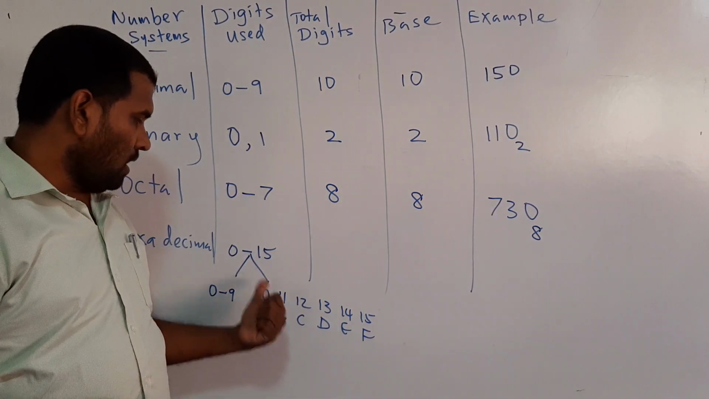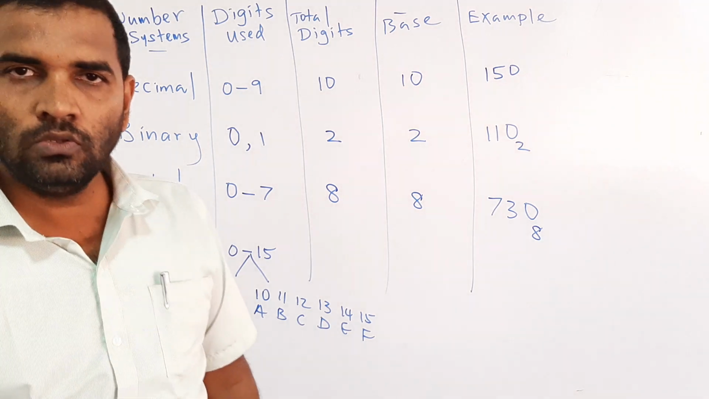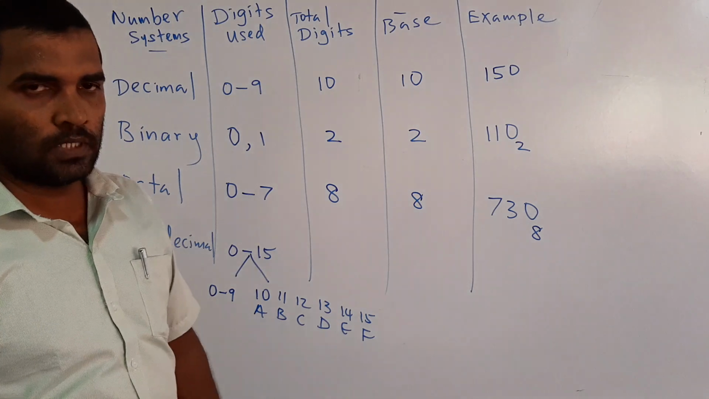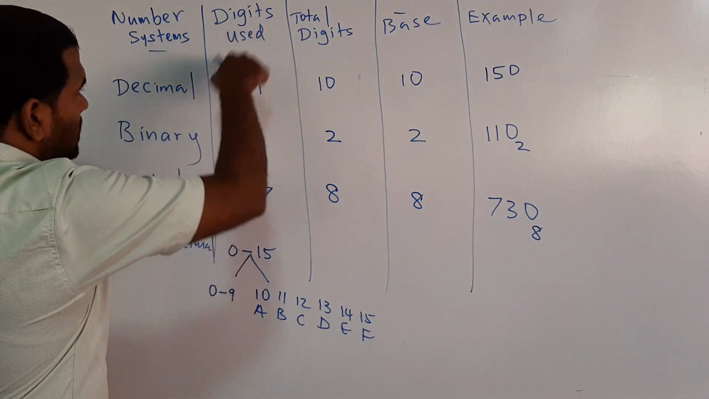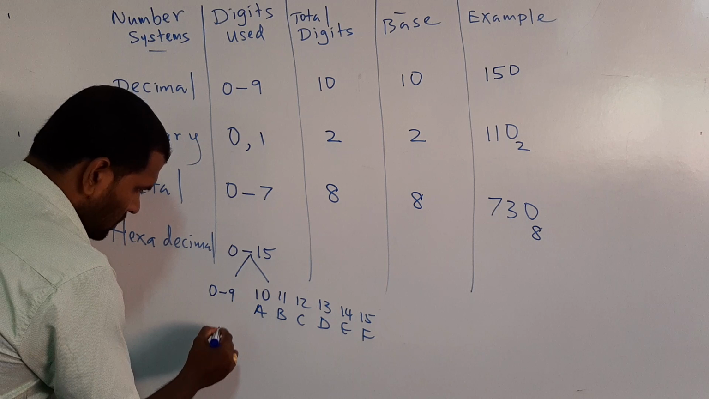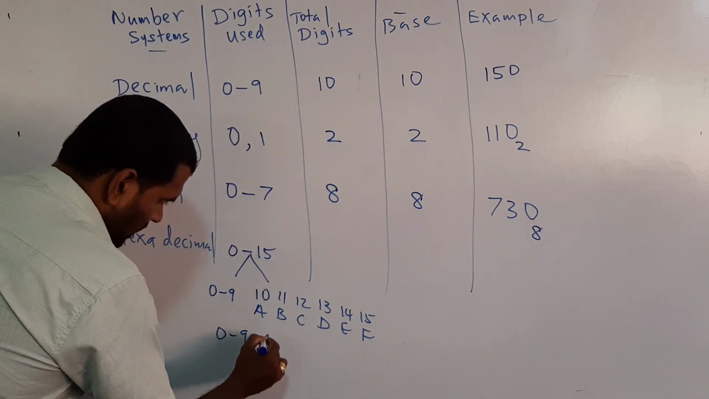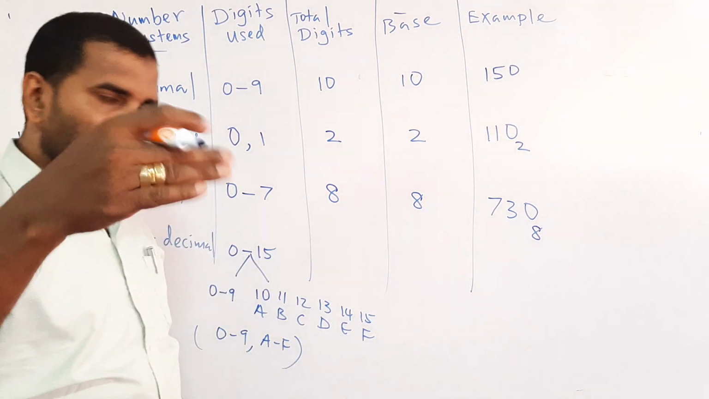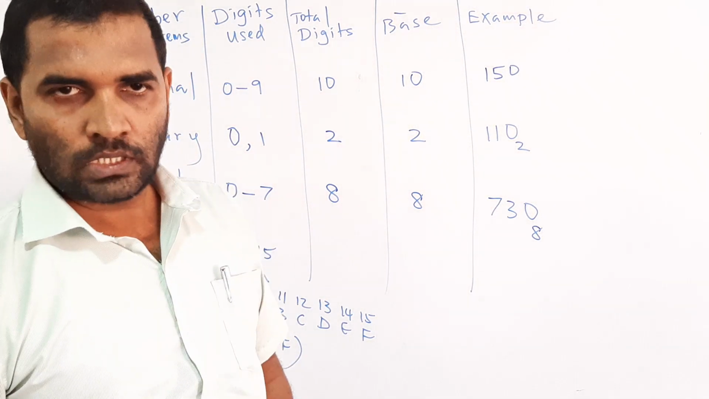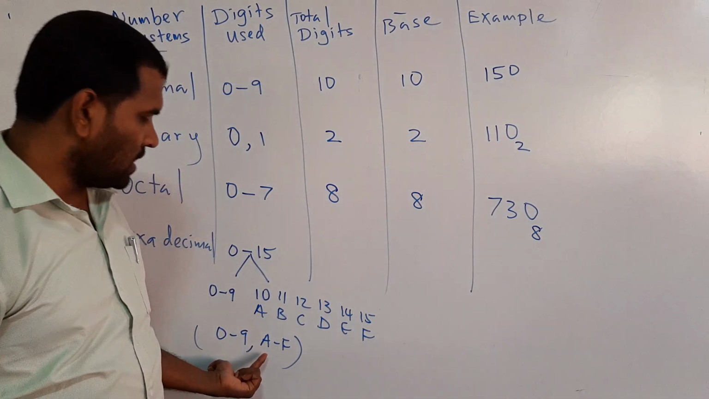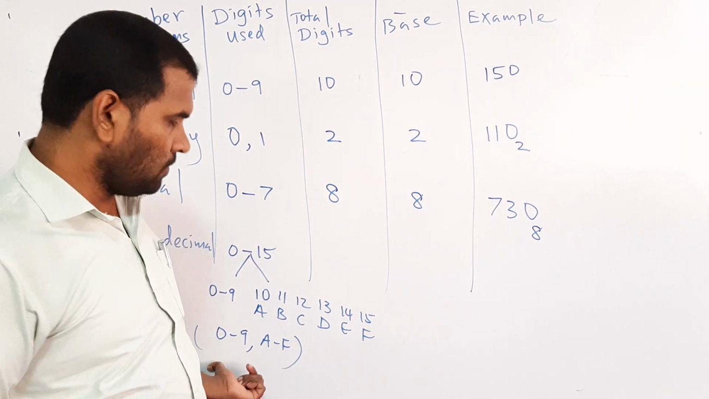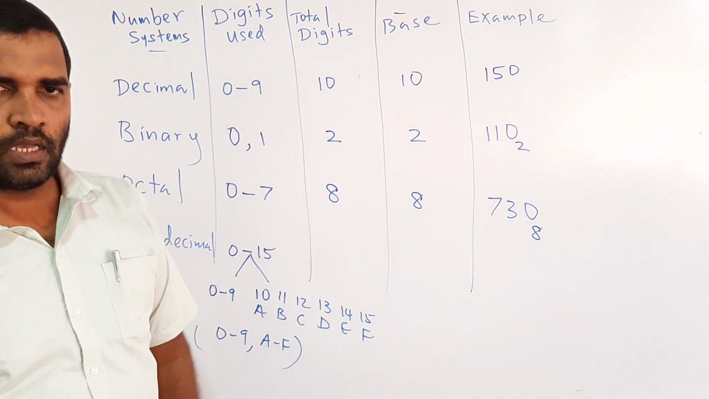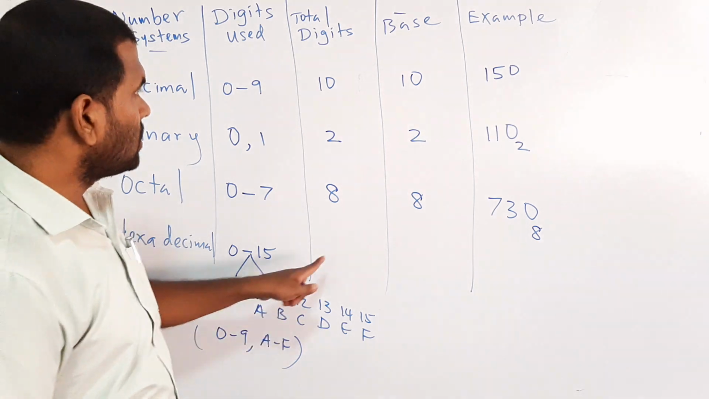So for 10 and 11 up to 15, we don't use the numbers directly. Instead of using numbers, we use alphabets. So I can say the digits used in hexadecimal would be 0 to 9, comma, A to F. But remember, A is 10, B is 11, then finally F is 15. Right? So we will get some more knowledge when we go through. I hope this introduction is more than enough at the moment.